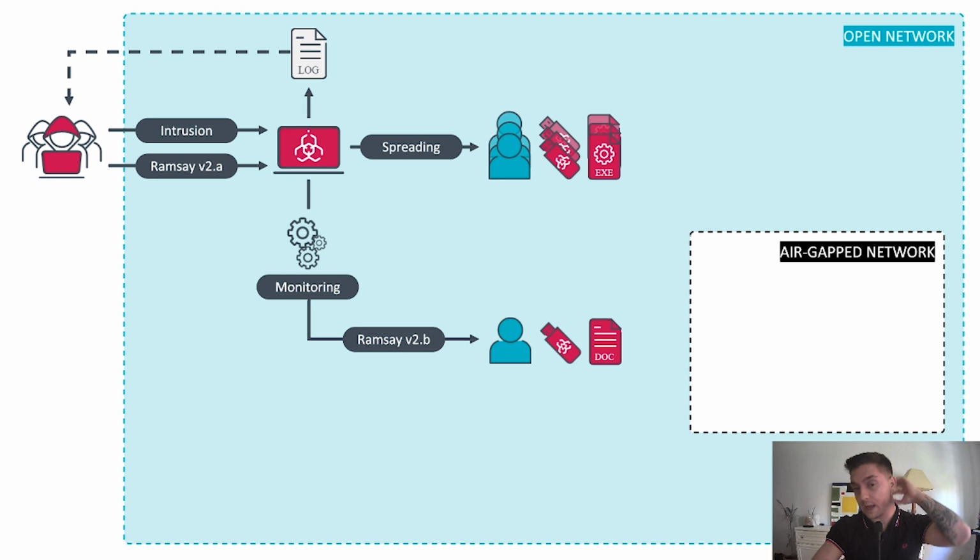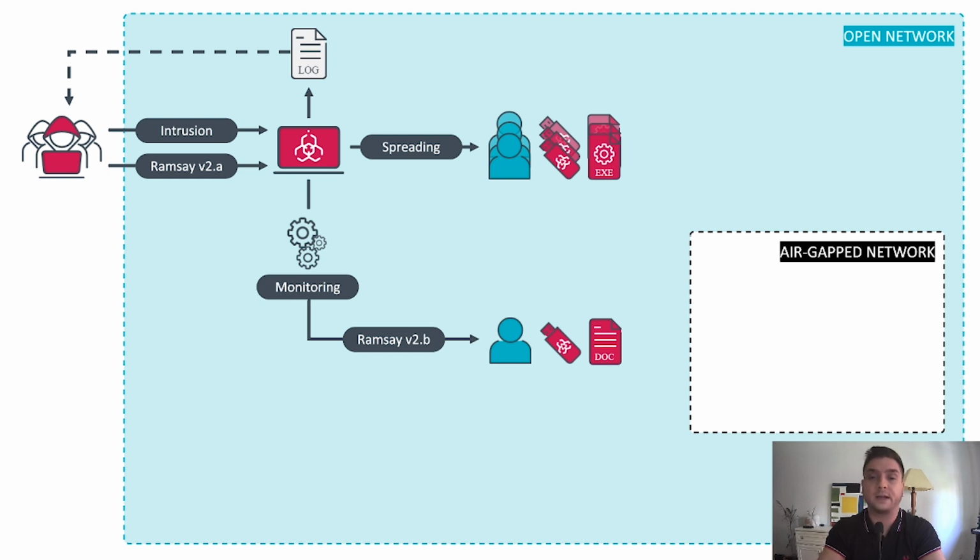And then we have Ramsay version 2.b. So we mentioned that the spreading is actually done every 5 days. So we believe Ramsay version 2.b is how threat actors implemented a more direct way of leveraging Ramsay without having the constraint of these 5 days.